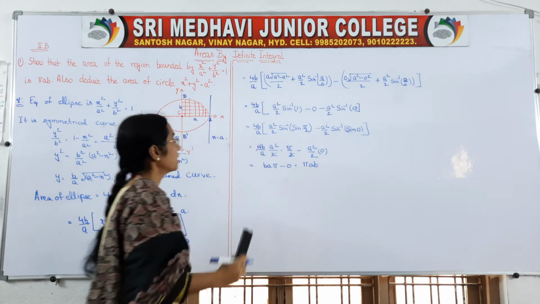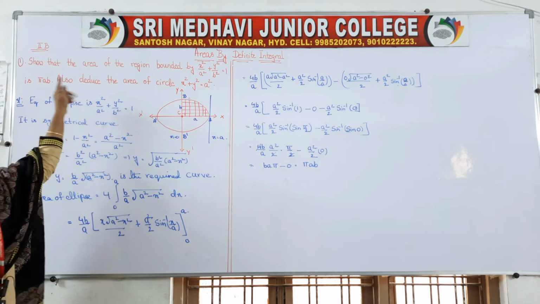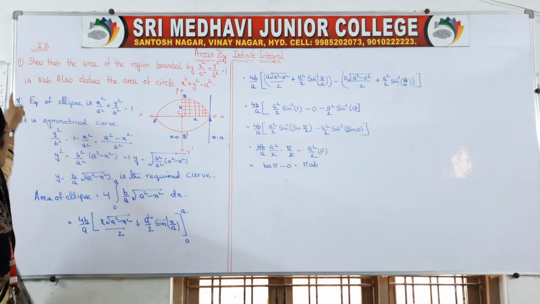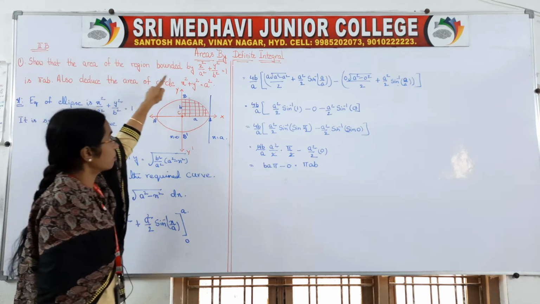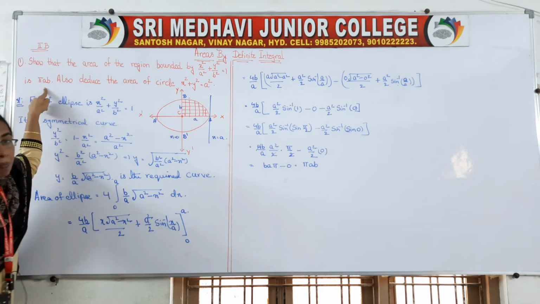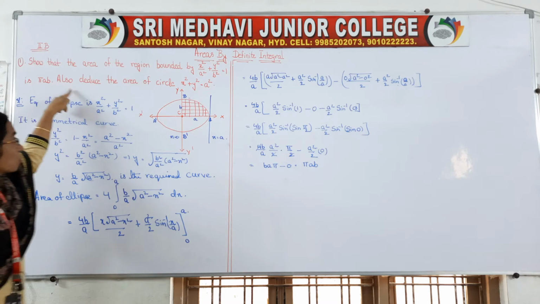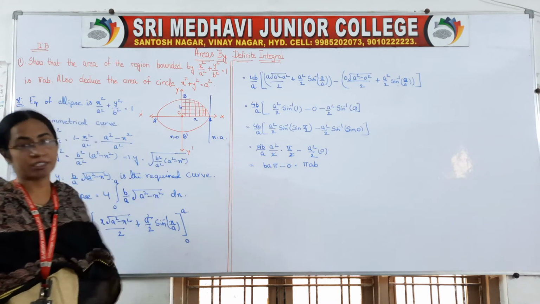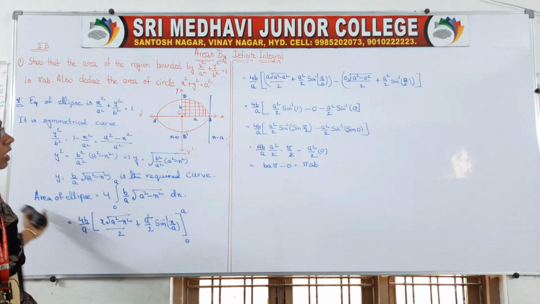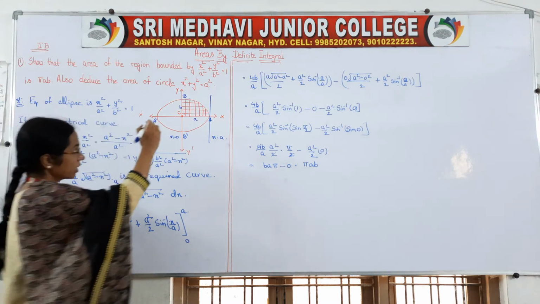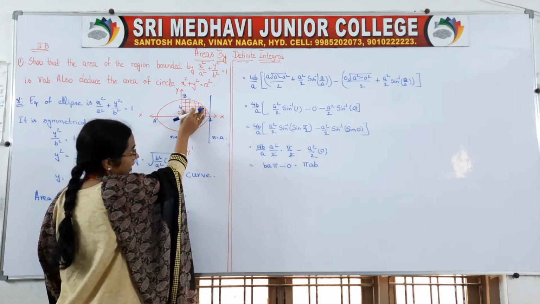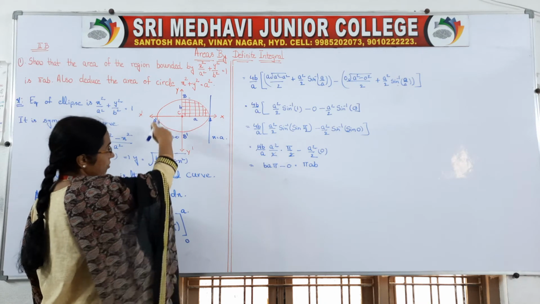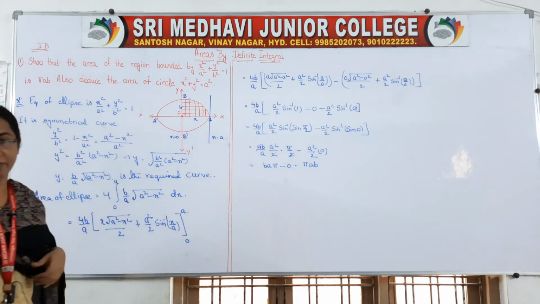So first question. In this question, 2 bits are there. The first bit is: show that the area of the region bounded by this curve is equal to pi AB. Also deduce the area of the circle x square plus y square is equal to a square. So how did we get this area? We have taken only this area, and it is a symmetrical curve, so the total area of the ellipse is 4 times that area.